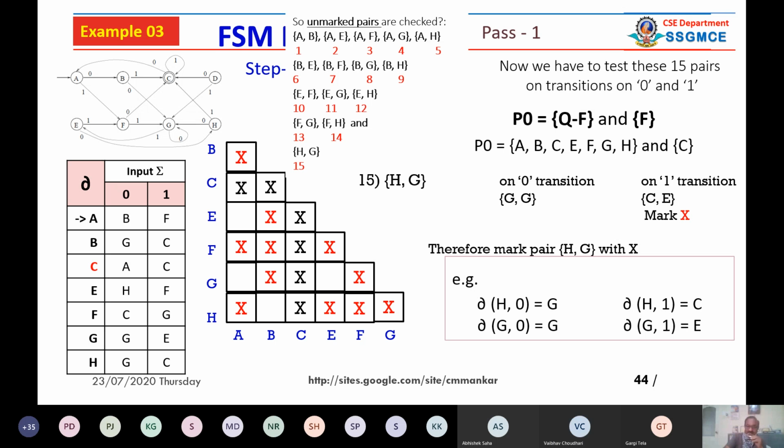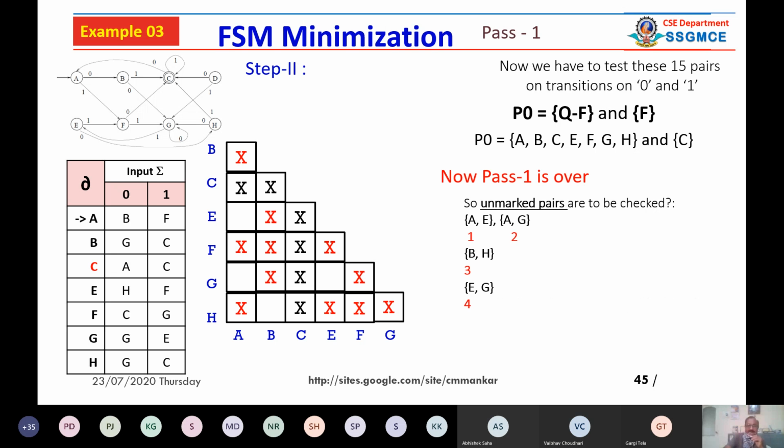So I will be using green symbol, green cross to distinguish this. So this is pass 1. You see here what we have done. We have checked all the 15 pairs, unmarked pairs against the input 0 and 1 and we have checked the transitions, whether they are in same set or different set, or you can say subset. So this is step 2. Now first pass is over.